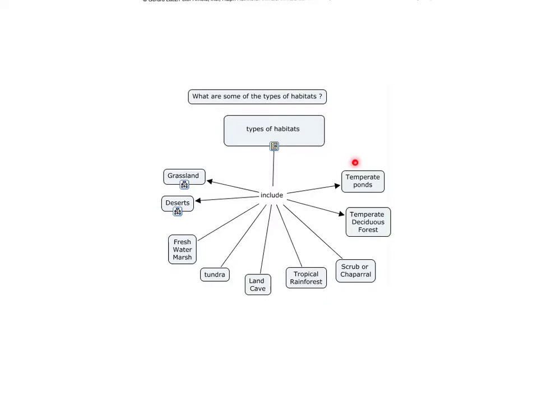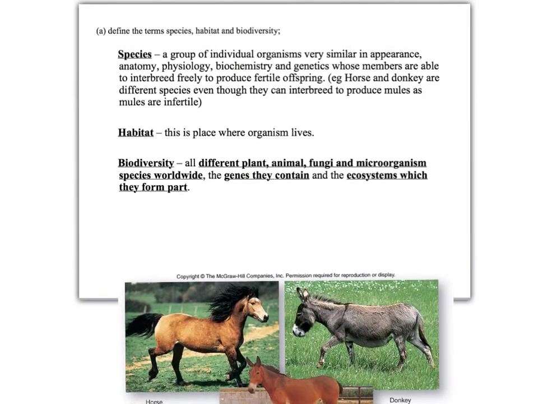Okay, the next word that you need to be able to define is biodiversity. Okay, and this is a slightly more complicated word because it's got three components to it. Biodiversity would be all the different plants, animals, fungi and microorganisms, all the species of all of those worldwide. It would also look at the genes or alleles that each of those species contain, and also the ecosystems of which they form part, or the habitats they live in.